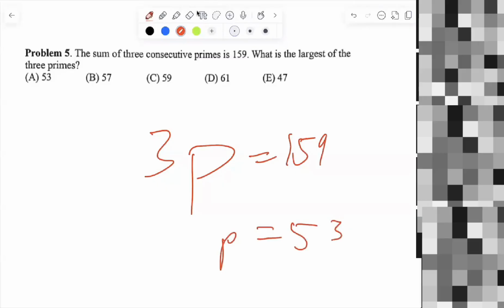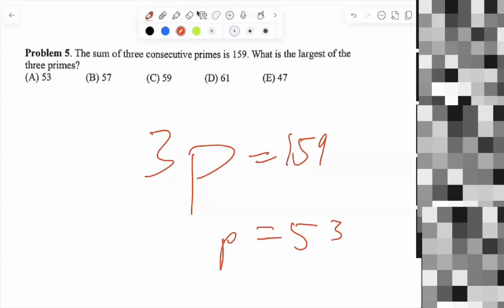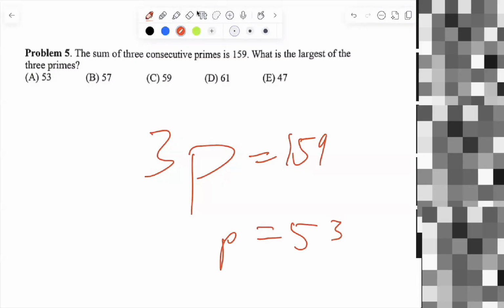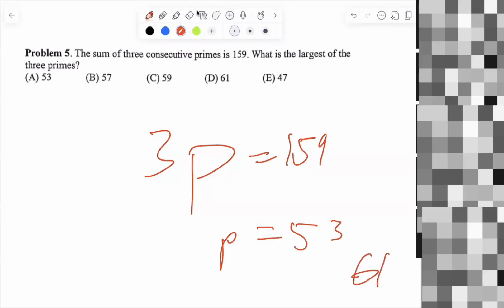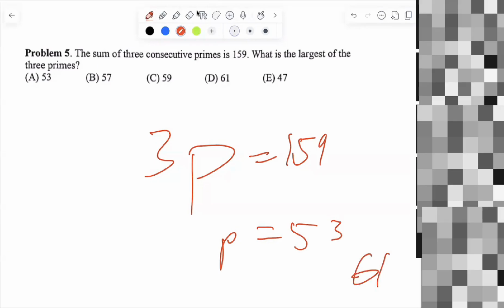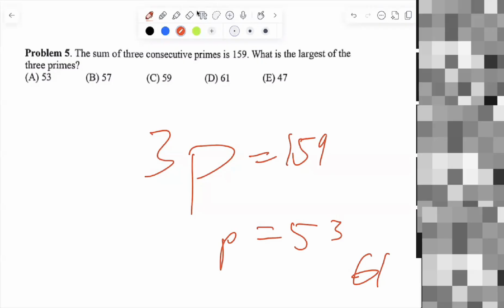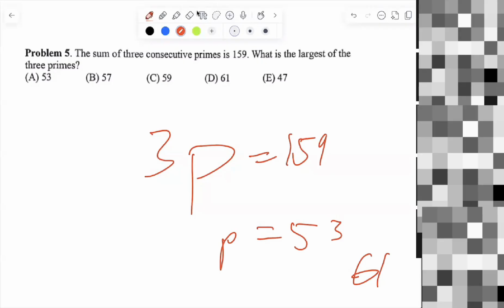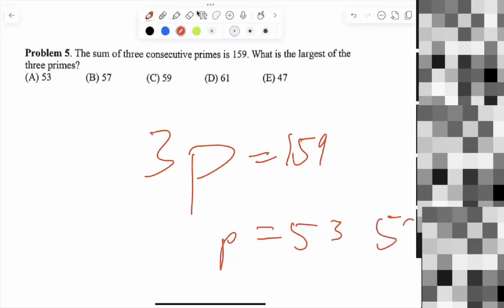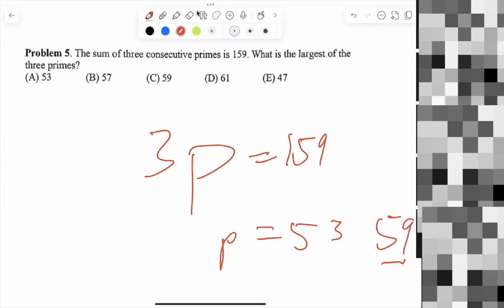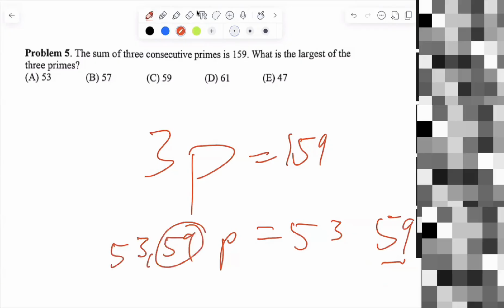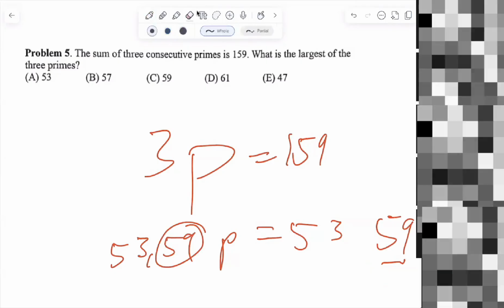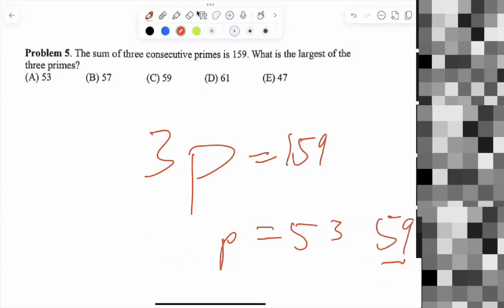But that's not the largest. We want the largest of these primes, which comes out to be 61, I think, if I'm right. Let me check. Oh yeah, it should be 59, right? Since the only primes between 50 and 60 are 53 and 59. So 59 is the next prime number, so that has to be the consecutive number. So the largest is 59, or C.